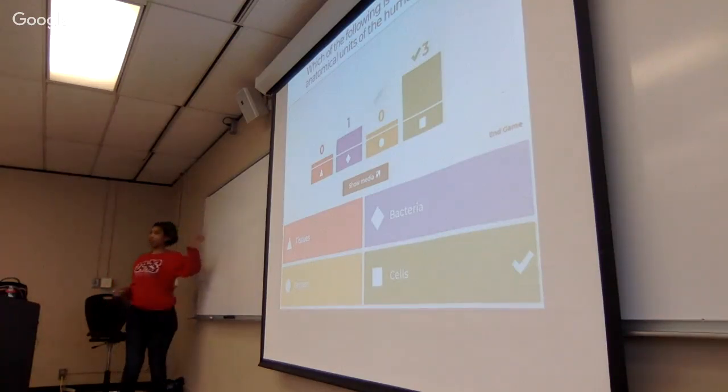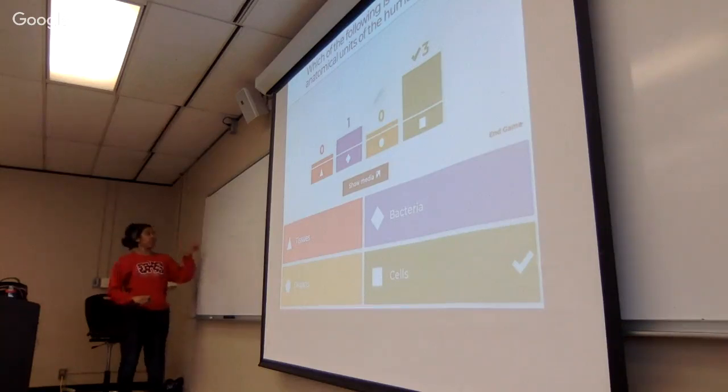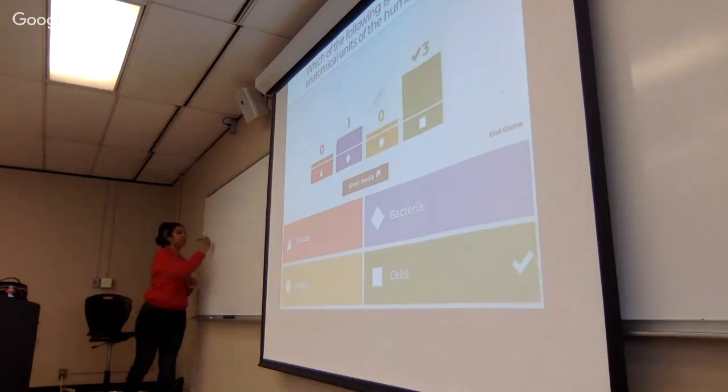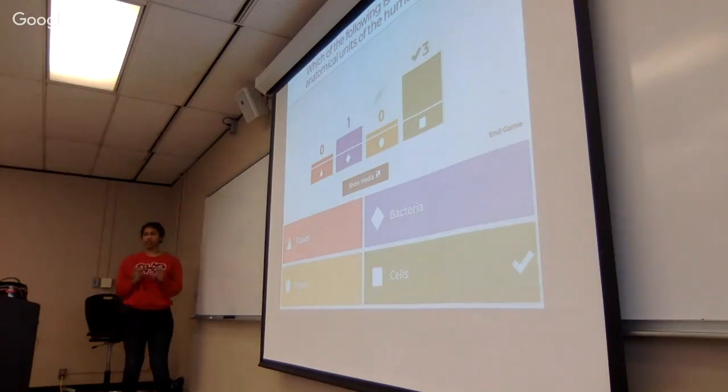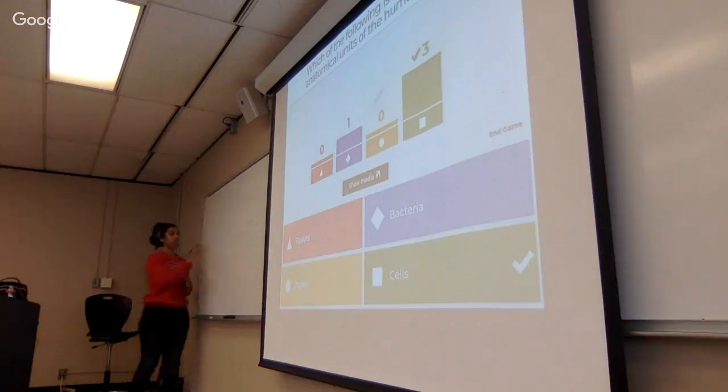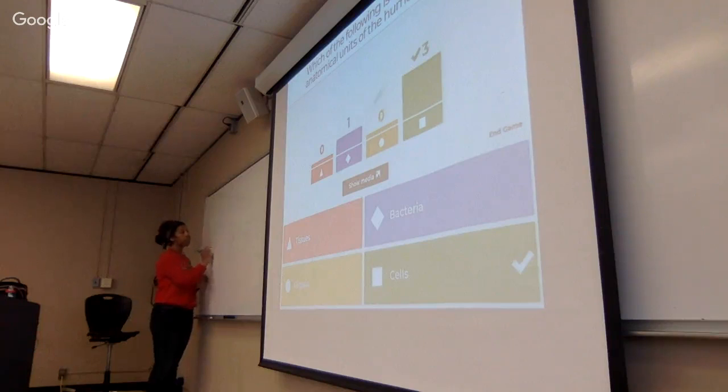So is this cool with everyone? Can anyone give me examples of the tissues? You remember the four? Nervous. Right. Anyone else? What else do we have? Epithelial. Yeah. Anyone else? Connective. Anyone else? There's one more. Muscle. I would remember these as well.